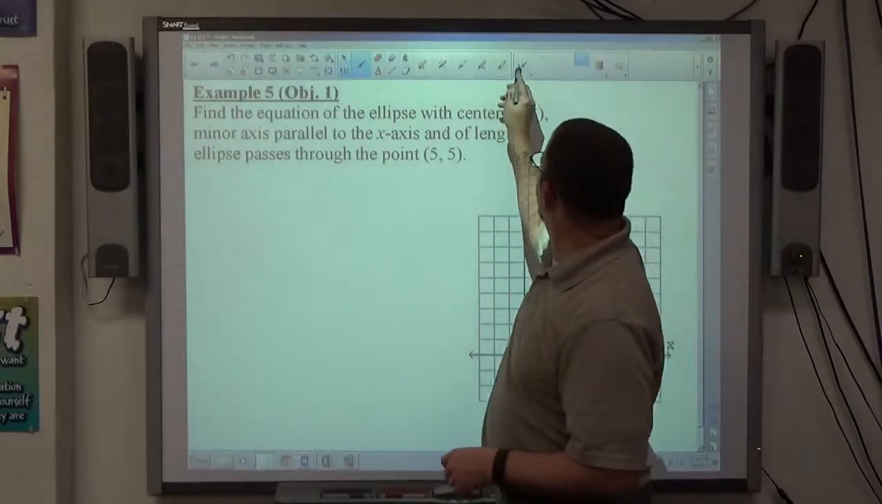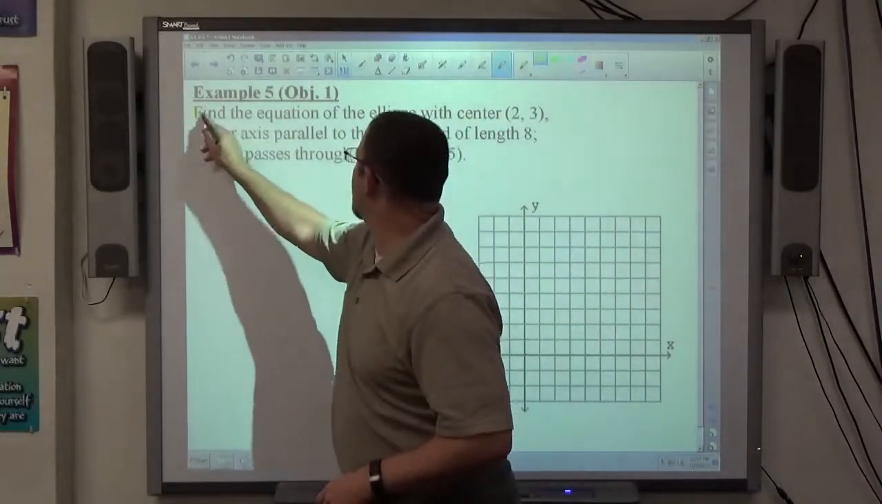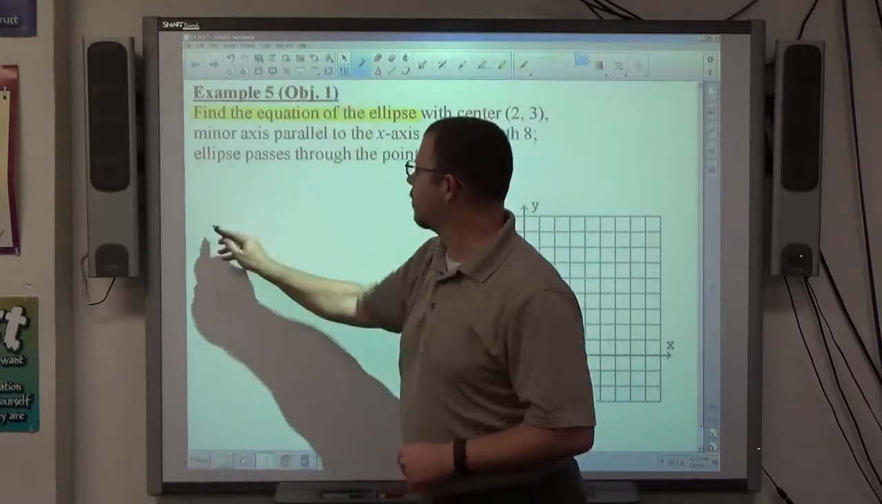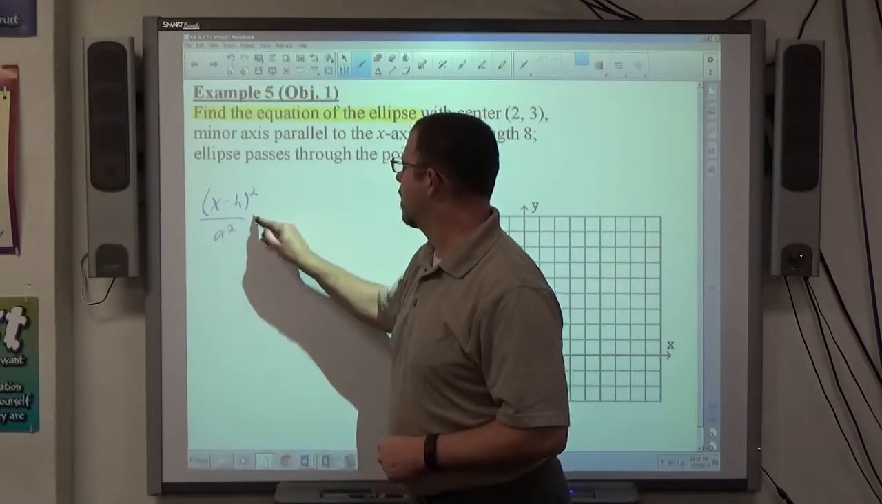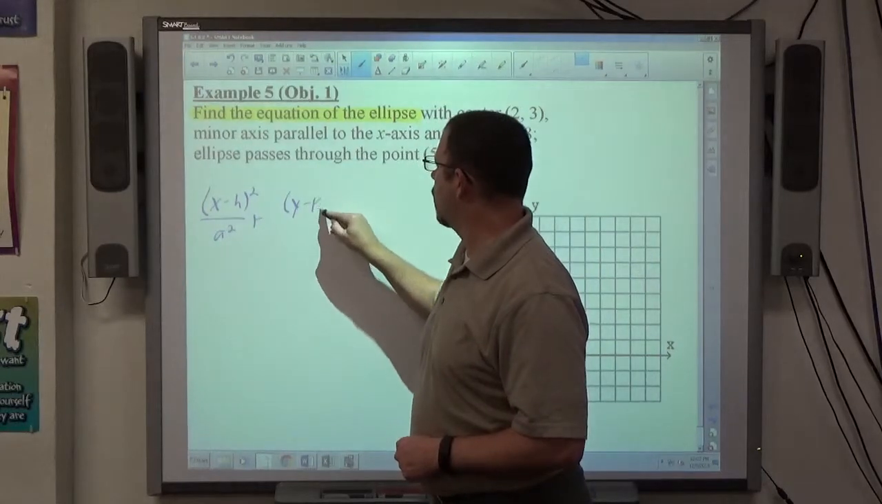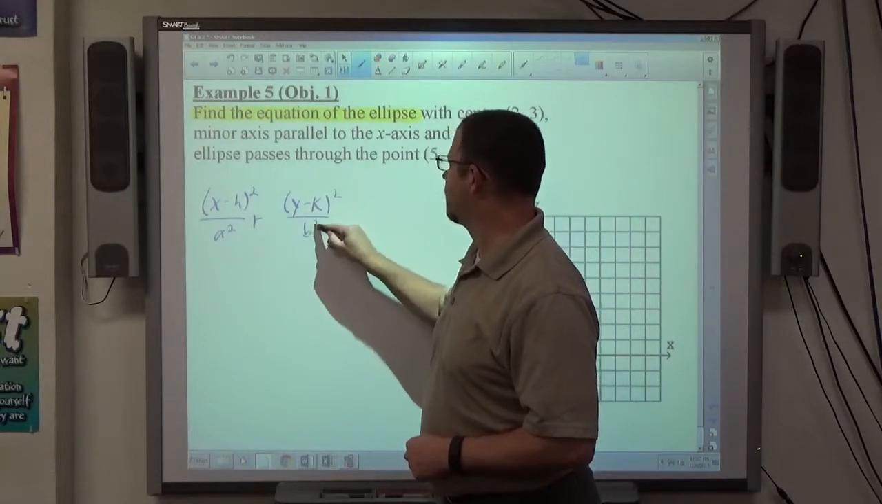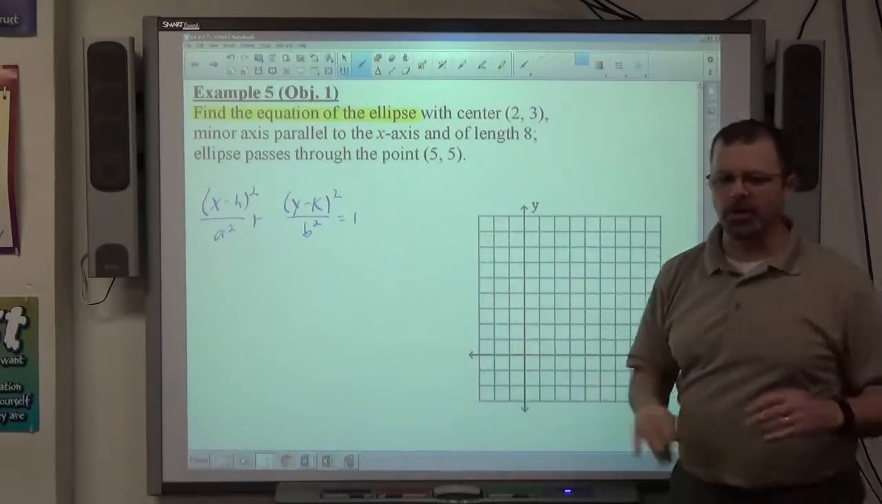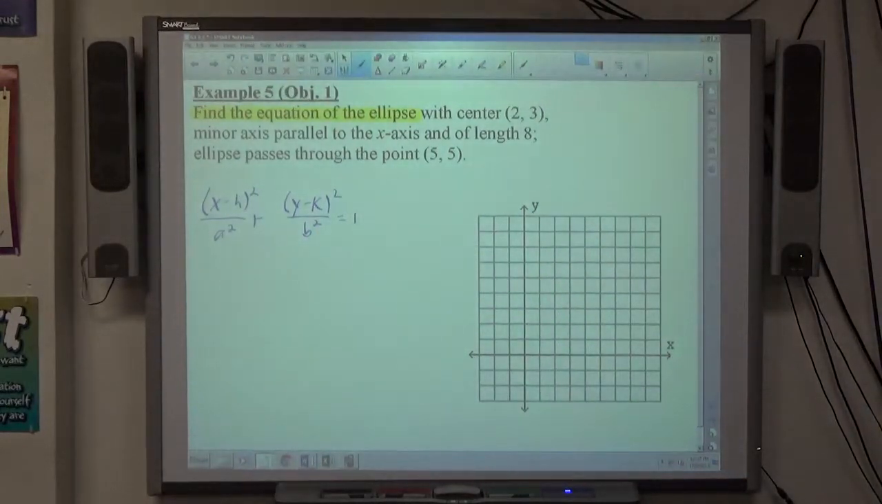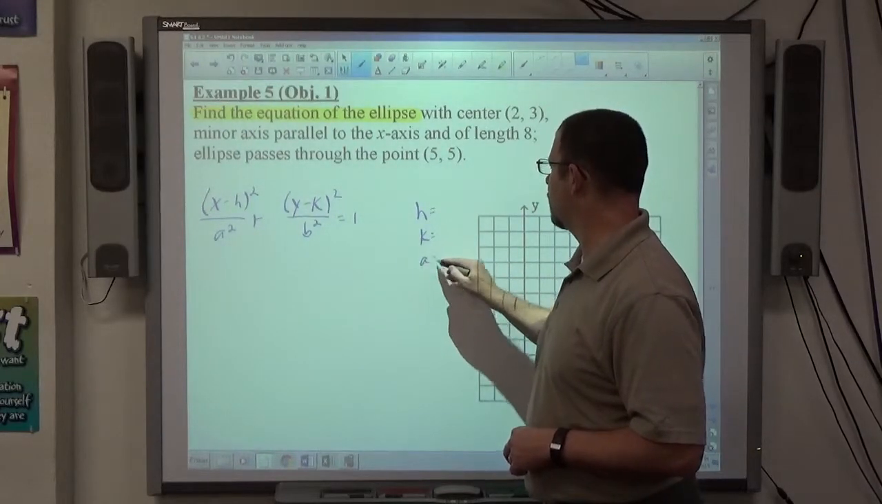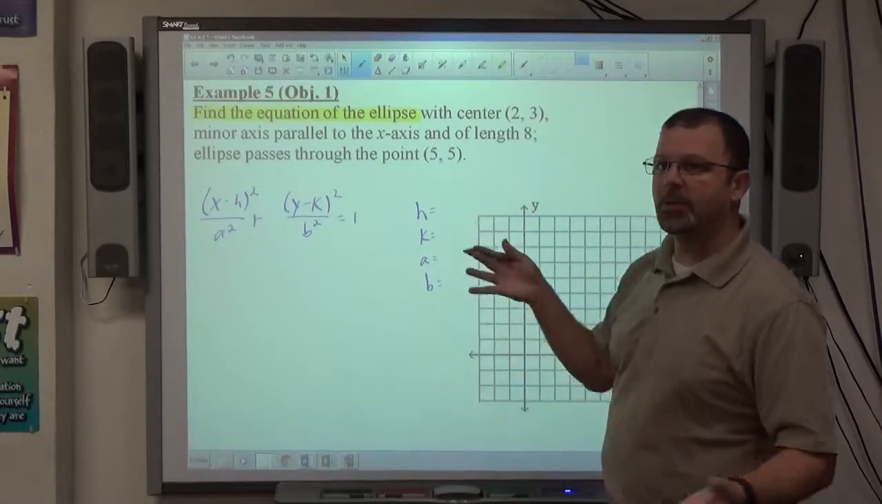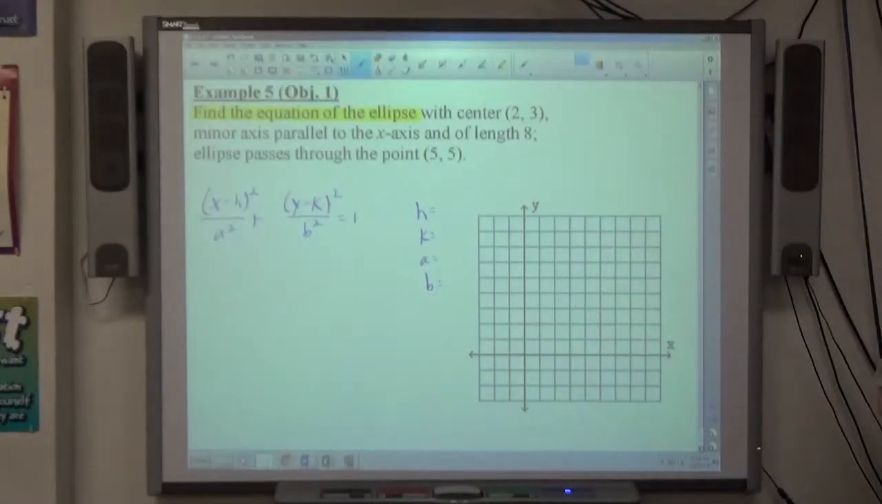So again, when I see the words find the equation of the ellipse, I immediately go to standard form structure. (x minus h) squared over a squared plus (y minus k) squared over b squared is equal to 1. And create that basic structure every single time. My overall goal here is to figure out what h, k, a, and b equal. h equals something, k equals something, a equals something, b equals something, and I may find a squared or b squared. If I do that, that's fine also.